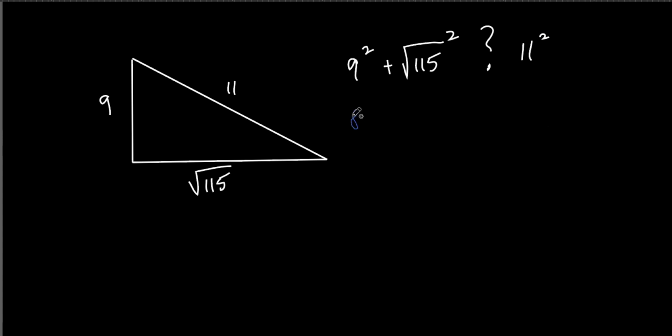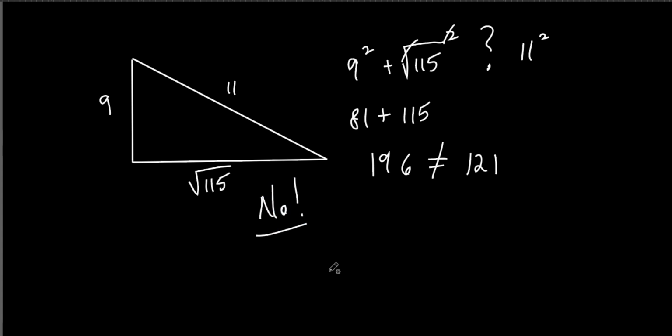So let's see. What's 9 squared? 81. Plus, what's the square root of 115 squared? 115. That's easy because the square root and the square cancel each other out. Somebody do that math for me. What's that? 81 plus 115 is 196. Now, let's see if this is equal to this. What's 11 squared? 121. Are they equal to each other? No, they're not equal to each other. So is this a right triangle? No, it's not a right triangle.